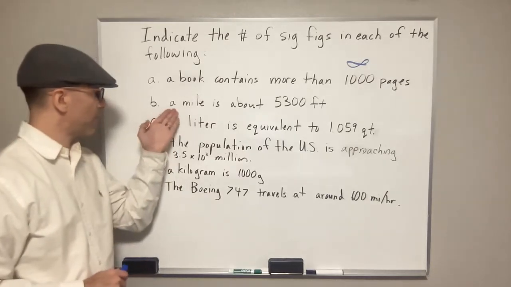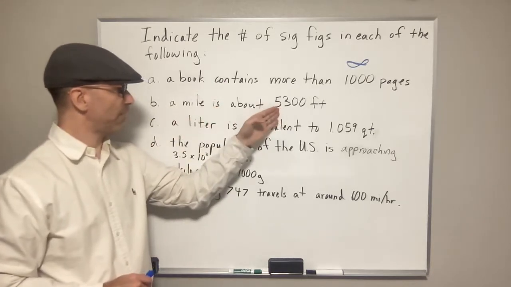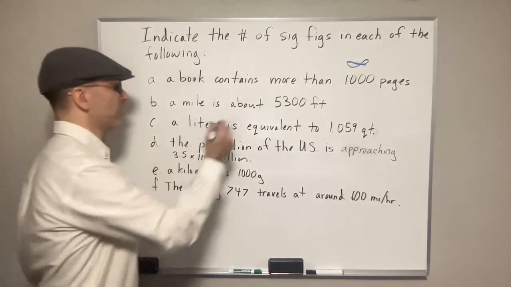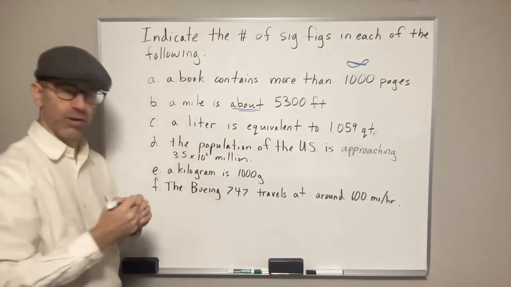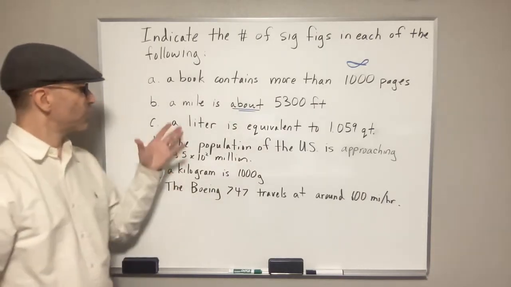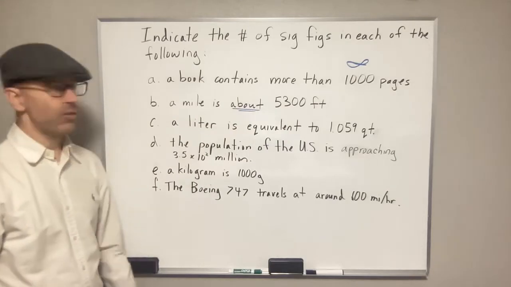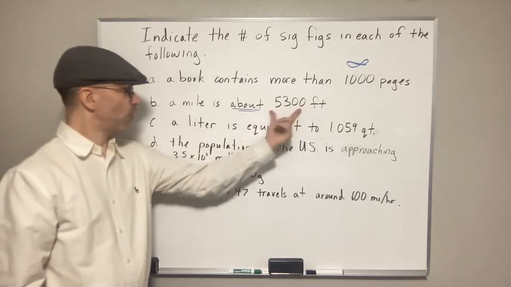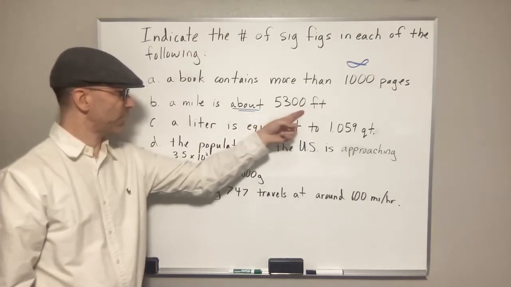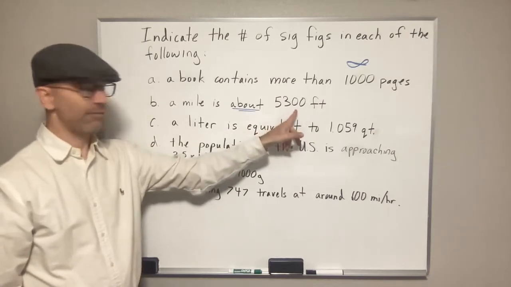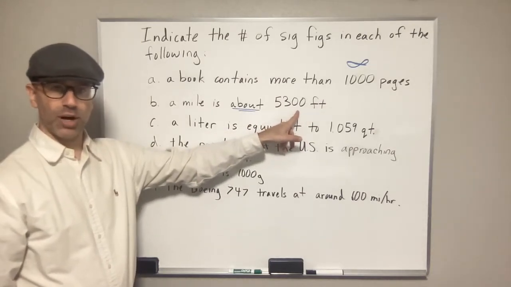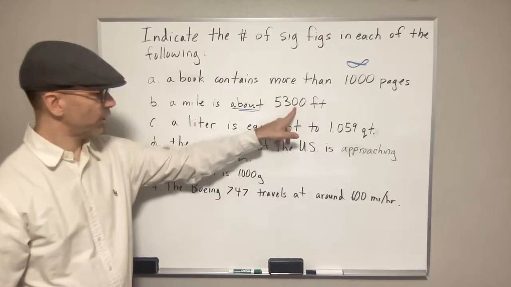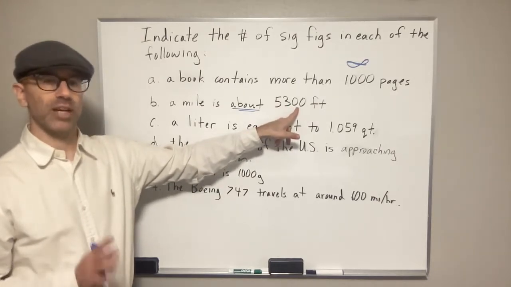What about this? A mile is about 5,300 feet. Here the key word is about, right? So it's not exact. If this is the number that we're given, notice that this would be a measurement. Given this number here, notice there's no decimal point. We have the zeros to the right of your number, at the very end of your number. They also call these trailing zeros. These zeros here are only significant if there's a decimal point.